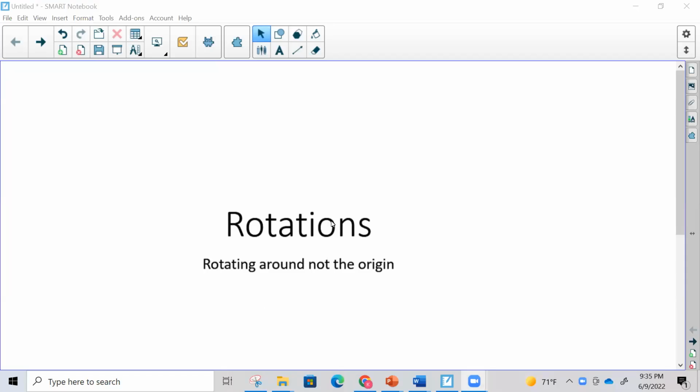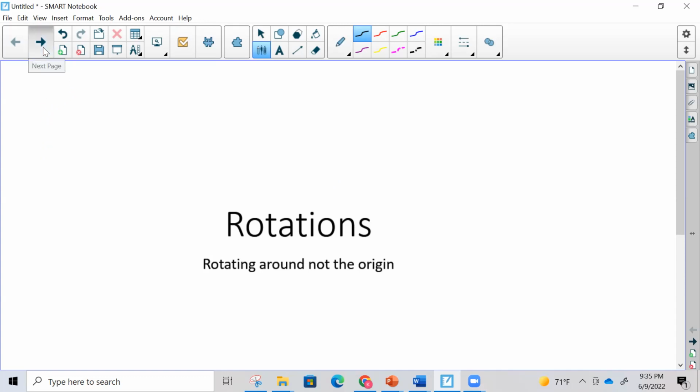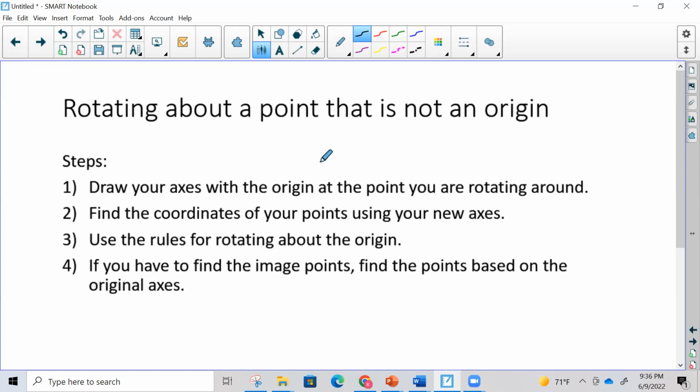In this video, we are going to look at rotations, and rotating around not the origin. This is not in the packet, but there are some homework questions on rotating around a point that's not the origin. So these are the steps that we're going to follow. There's a few different ways to do it.